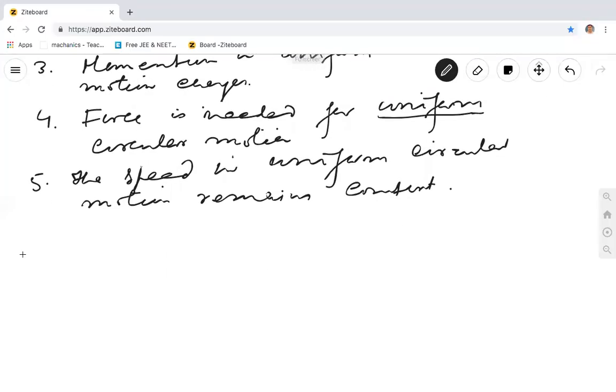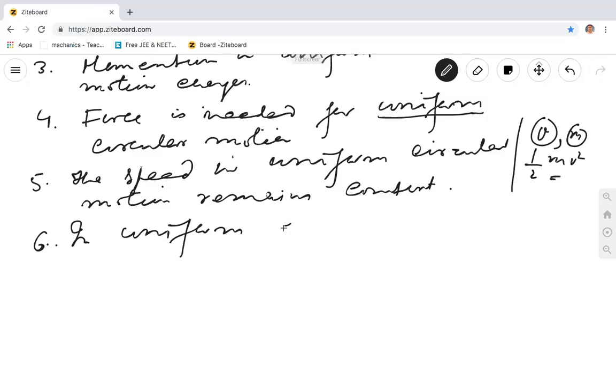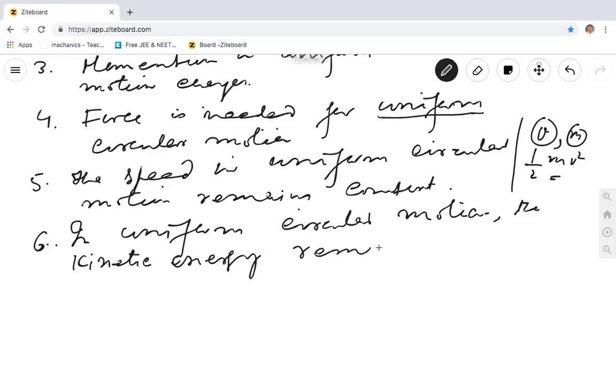Now, if speed remains constant, can you tell me what should happen to the kinetic energy? Yes, everybody should say that kinetic energy should remain constant. When speed remains constant, that is v remains constant and m is also constant, so why not 1 by 2 mv square? So in uniform circular motion, the kinetic energy remains constant. Try to understand and remember it.